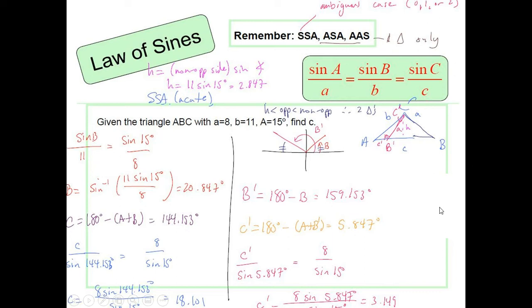So I know that's a lot of notes, and you might have to come back and grab these, but I don't want to take too much of your time right now. So you can come back and look at this. All right, so the last thing here would be the C and C prime. 18.101 would be the large side. 3.149 would be this small side, C prime.